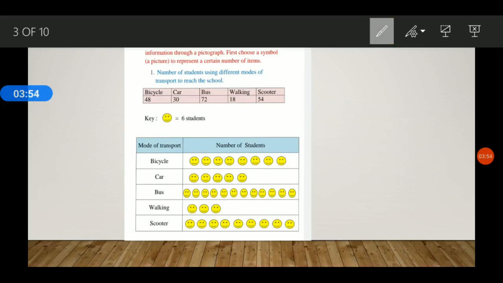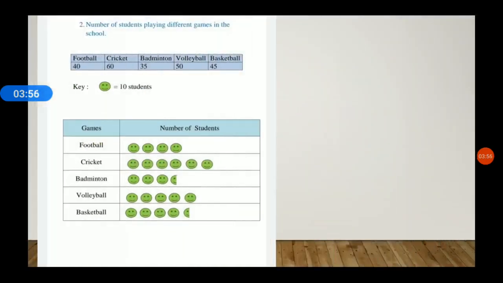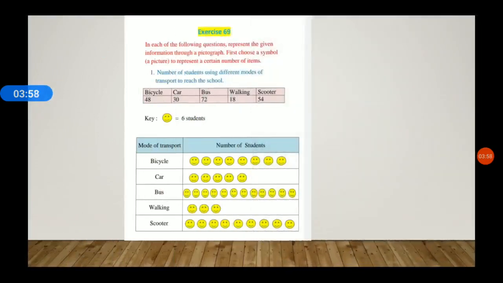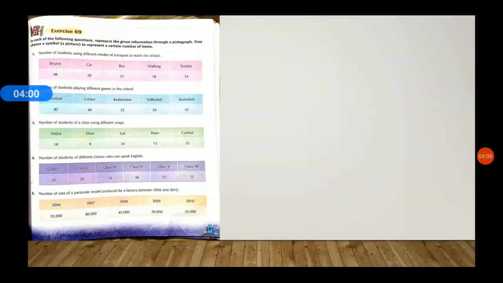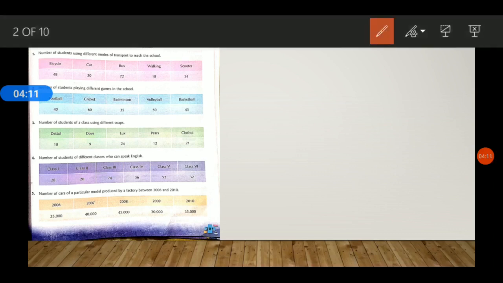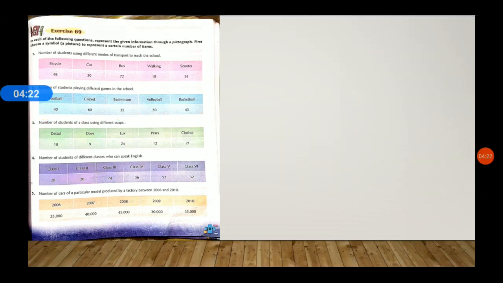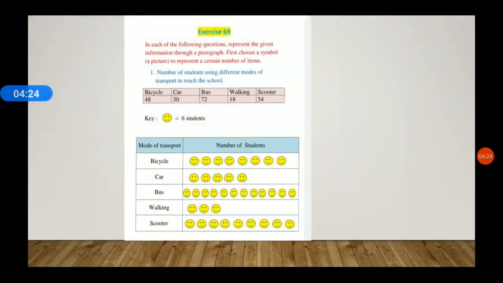Now come towards the next question. Number of students playing different games in the school. In football 40 students, cricket 60, badminton 35, volleyball 50 and basketball 45. So again we have to draw a pictograph for this. So let us draw a pictograph.